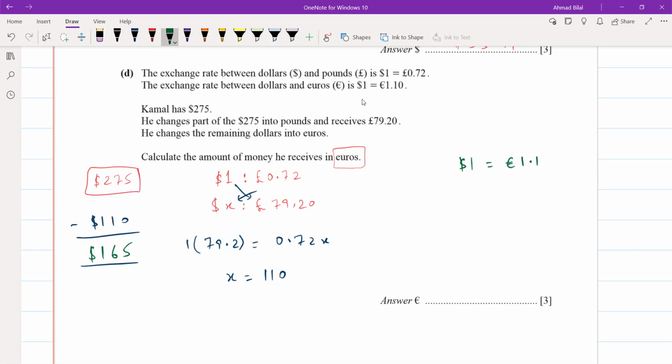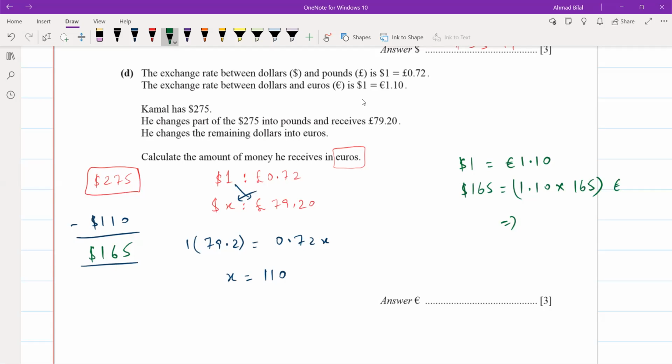$1 is equal to 1.1 euros. आपके पास कितने डॉलर्स हैं? You've got $165. तो ये कितने यूरोस होने चाहिए? अब ये तो सिंपली आप 1.10 से 165 को मल्टीप्लाई कर दो. You get this many euros. ठीक है, कुछ रिजल्ट आ जाएगा, 165 into 1.1.